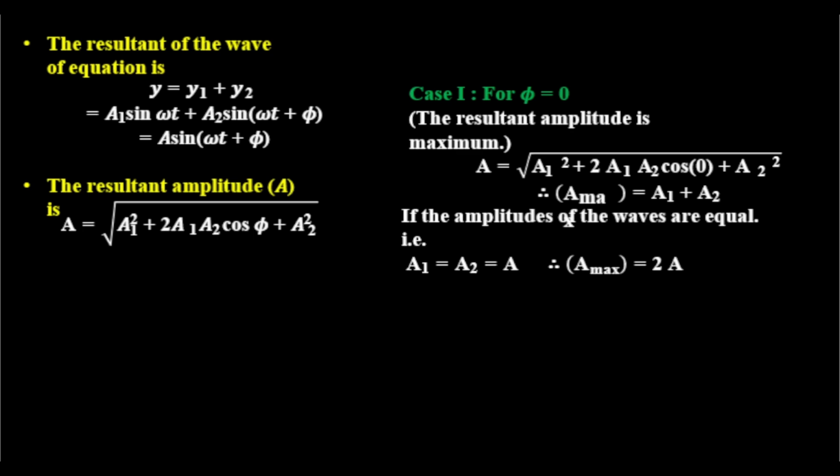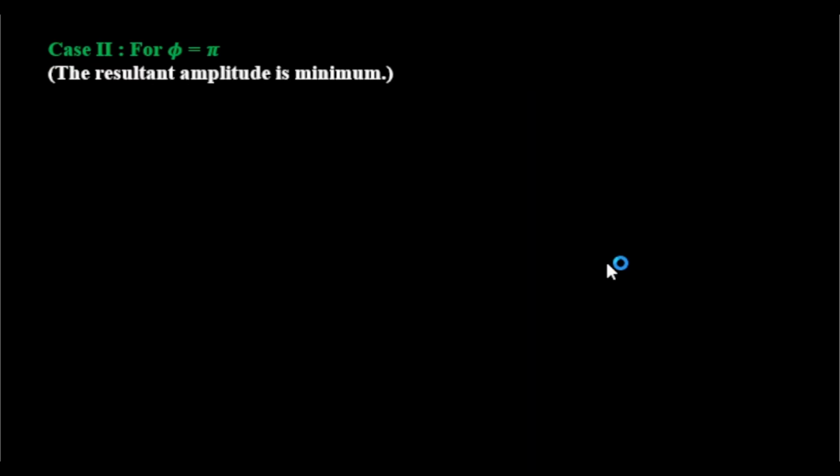Now let us go to the resultant of the wave equation. Resultant of a wave equation: y is equal to y1 plus y2, which is a1 sin omega t plus a2 sin (omega t plus phi), which equals a sin (omega t plus phi). Resultant amplitude a is equal to root of a1 square plus 2 a1 a2 cos phi plus a2 square. Case 1: phi is 0, the resultant amplitude is maximum. So a max is equal to a1 plus a2, because cos 0 is 1. If the amplitudes of the waves are equal, that is a1 is equal to a2, then a max is equal to 2a.